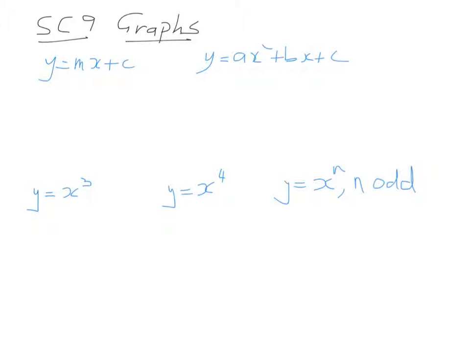Now what we're looking at is the idea of sketching graphs and labelling all key points and whatever else there may be. So the first thing we're going to have a look at is polynomials. So we've got a linear graph, we've got a parabola, a cubic, a quartic, and then any kind of polynomial where n is odd. We'll have a look at n being even and things like that.